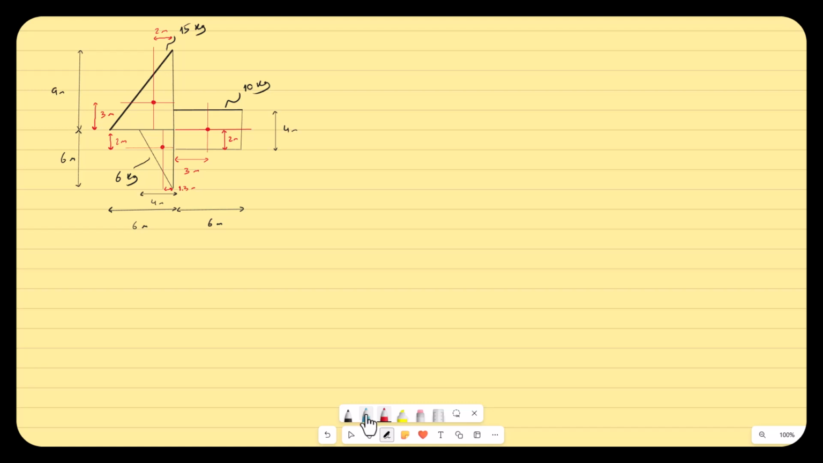Now I can actually look at this as a coordinate system. So if I put a coordinate system somewhere, let's put it right through the middle.